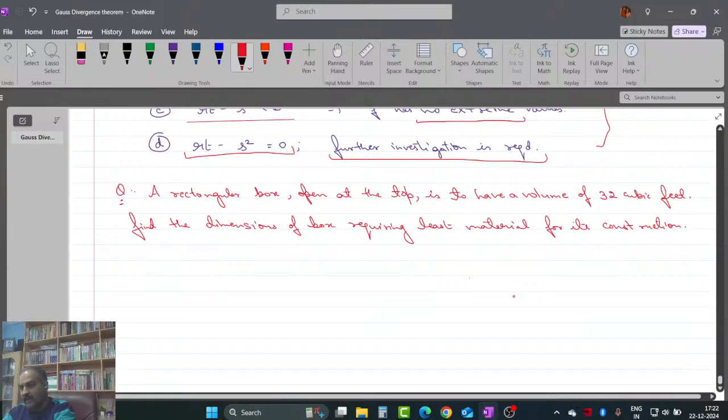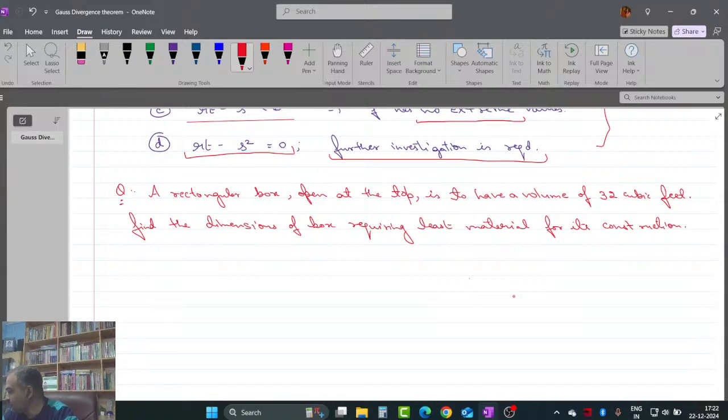Okay, so we have a question now. A rectangular box open at the top is to have a volume of 32 cubic feet. Find the dimensions of the box requiring least material for its construction. Now here we have least material, that means we need to find the minima.